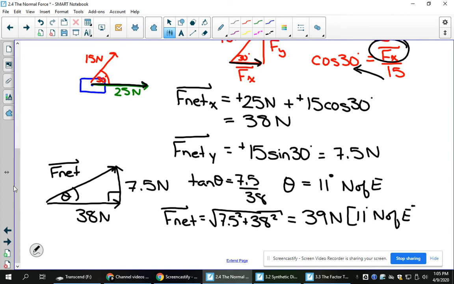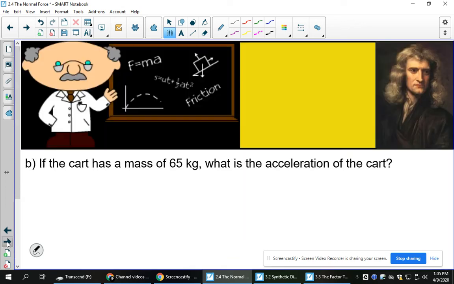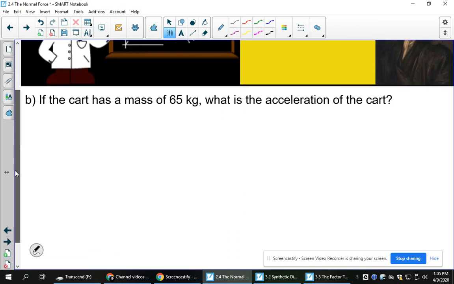And that is the final force that's applied to this cart that's being pulled by two people in two different directions. So if this cart was to accelerate, that's the direction that it would accelerate, which is exactly what we have happening in part B.